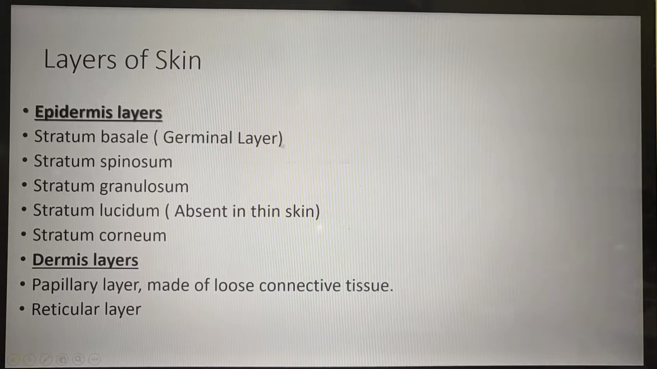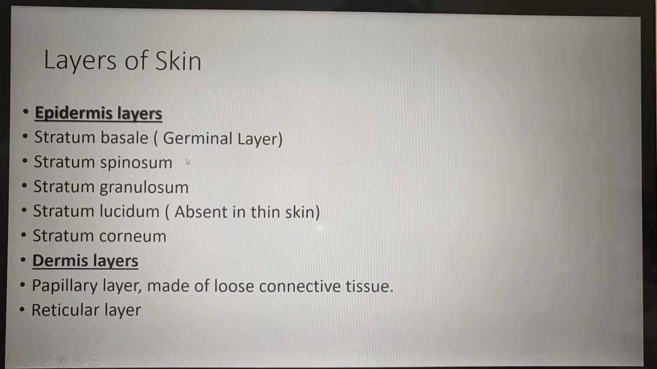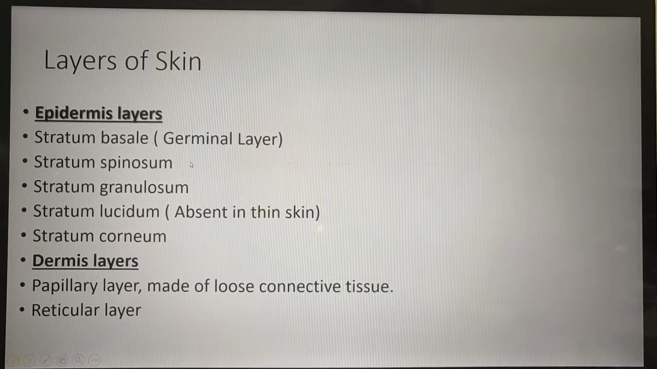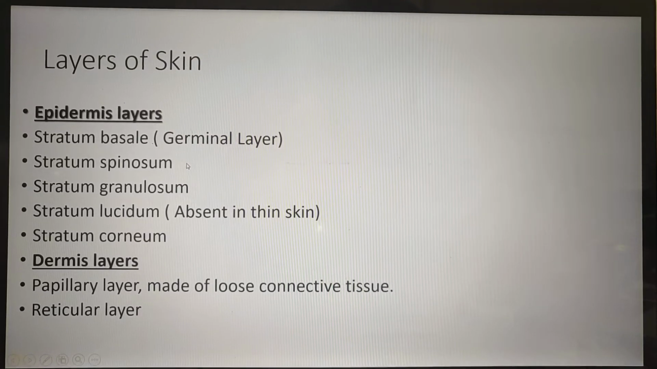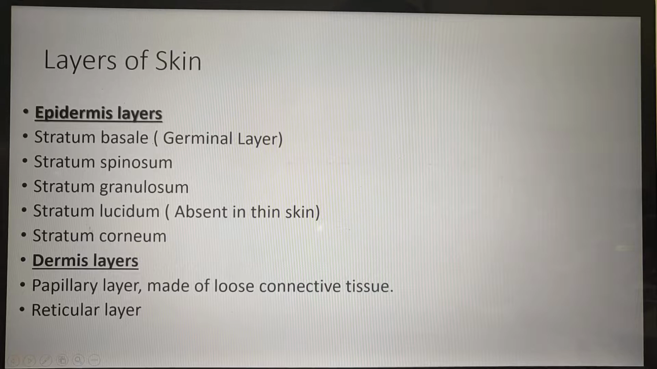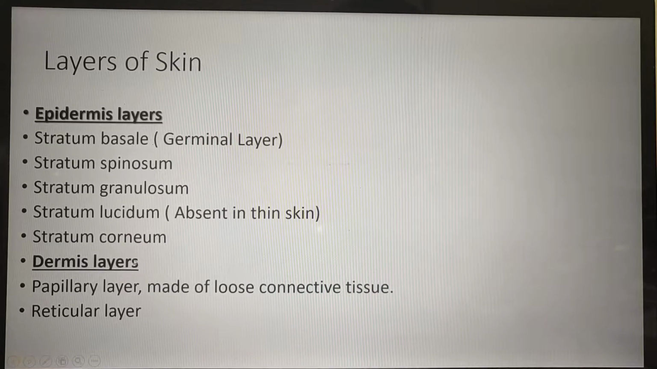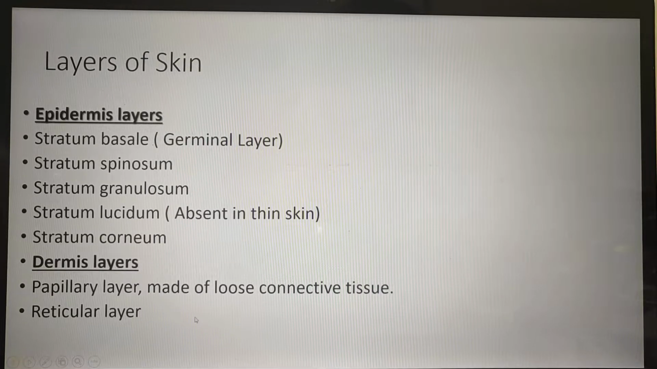Stratum basale, it is also called the germinal layer. Stratum spinosum, its cells slightly protrude on one side, so it looks like spines. That's why it is called the stratum spinosum. Granulosum, stratum lucidum, absent inside the thin skin, and stratum corneum. Dermis has 2 layers: papillary layer and reticular layer.